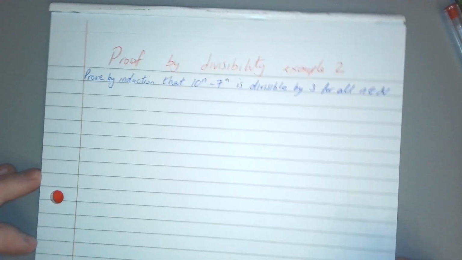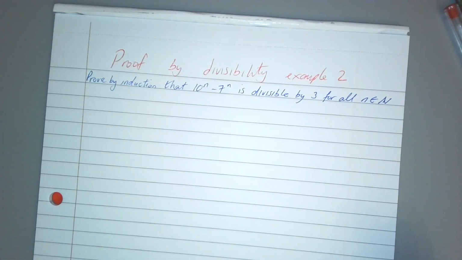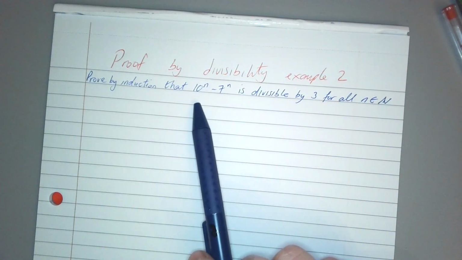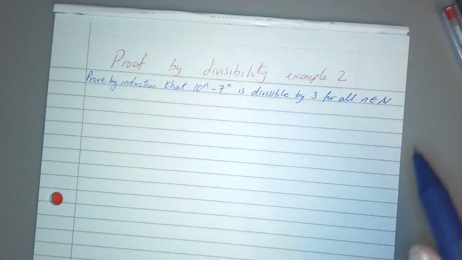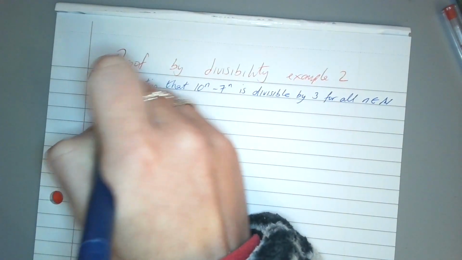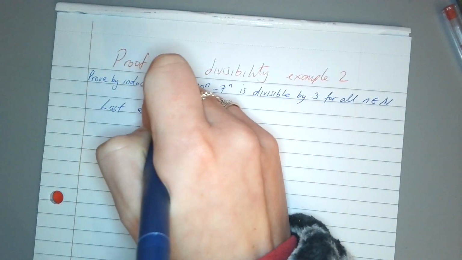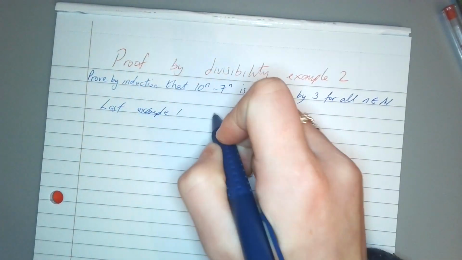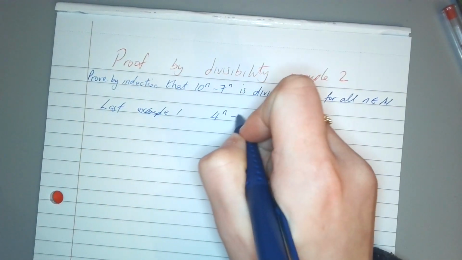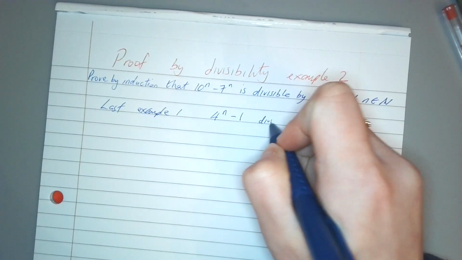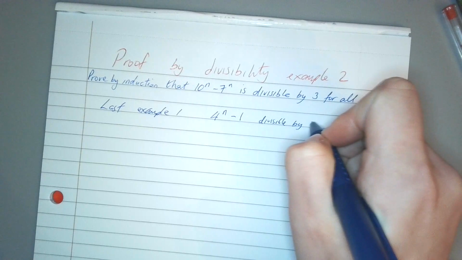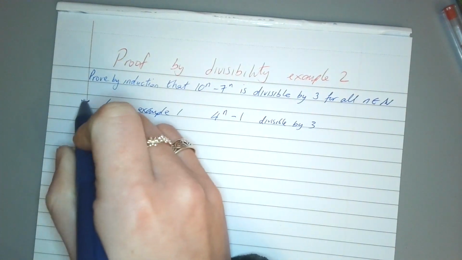Okay, so we're still on proof by divisibility. This is our second example, and it's slightly different to the last. In our last example, example 1, we had 4 to the power of n minus 1 divisible by 3. So that was our last example.